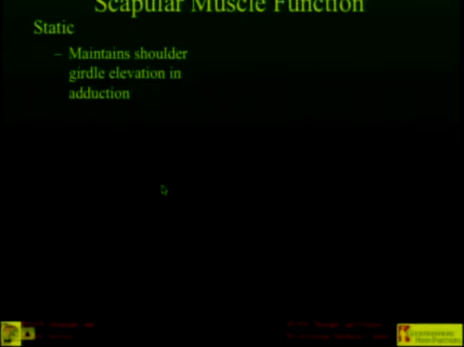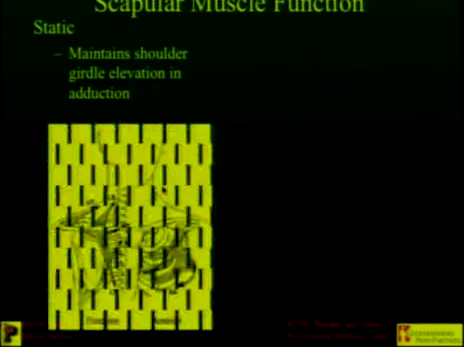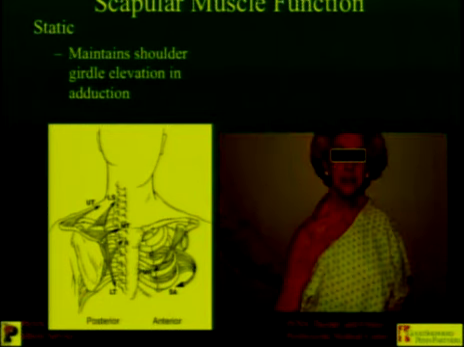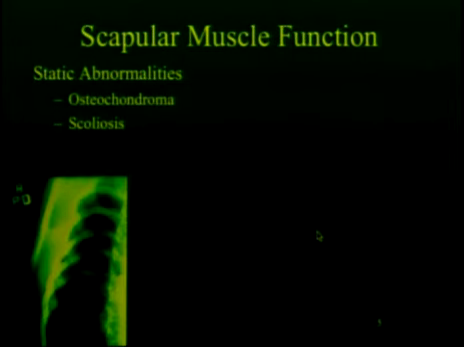So static muscle function, what does it do? The scapular muscles hold the shoulder girdle in an elevated and retracted state. Here is an individual who's 11 years post spinal accessory nerve palsy. The scapula is in a downward, abducted position because she does not have a trapezius. There are other abnormalities that will cause static abnormalities, such as an osteochondroma.